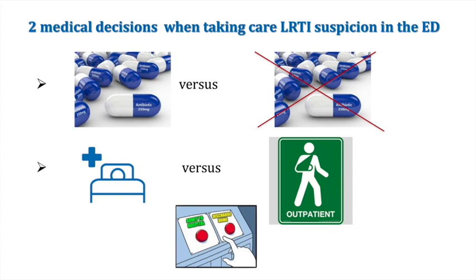When we are talking about lower respiratory tract infection suspicion in the emergency department, currently emergency physicians have two medical decisions to take. The first one is to give antibiotics or not, and the second is to decide to hospitalize the patients or to manage the patients as outpatients.